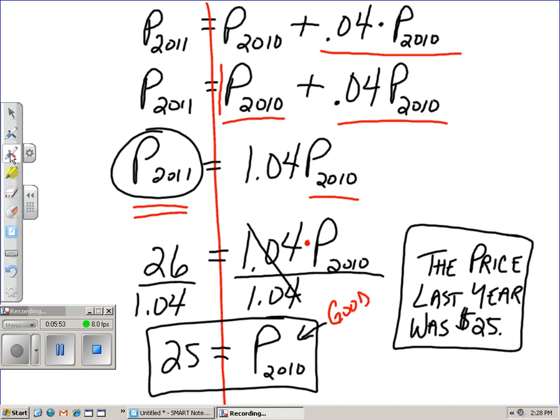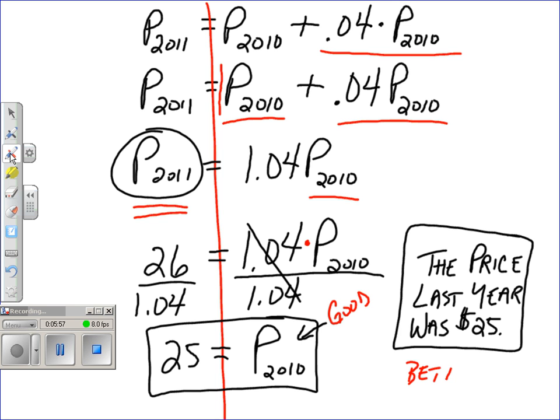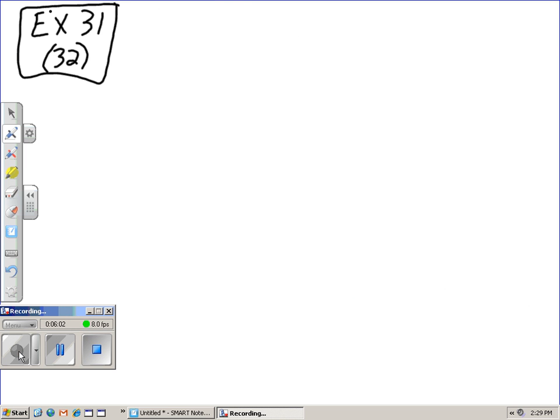Anyway, answering with a number is good, but remember with word problems, it's always better to answer with words. All right, I'm doing an example for problem number 31 on your homework. It's actually number 32 in the book. I don't want to write it all down, so I'm just going to read it to you.